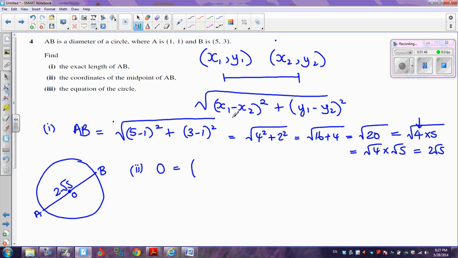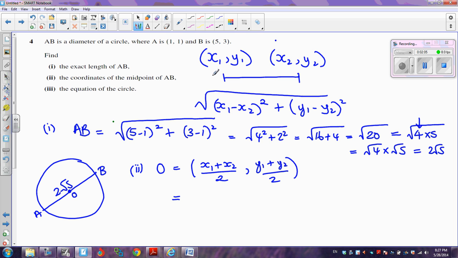Now to find, again using these two general points, to find the midpoint of 2 points, we add together the x coordinates and divide by 2. That gives us the x coordinate of the midpoint, and then we add together the y coordinates and divide that by 2, and that's going to give us the y coordinate.